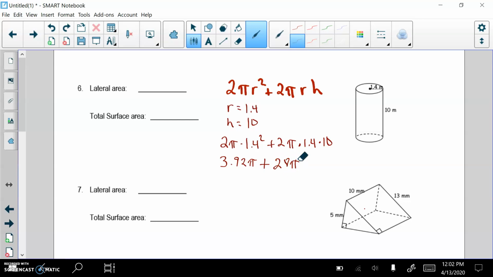Same thing, 2 answers in one. This is lateral surface area. And adding those 2 things together is 31.92 pi. And that would be in square meters.